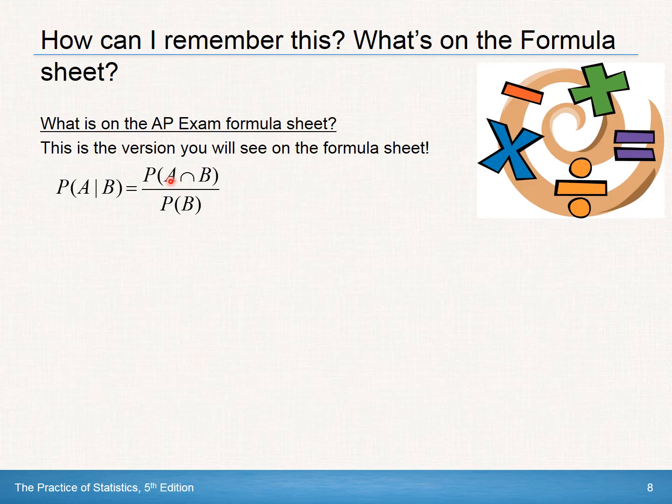This is on the AP exam formula sheet. So this is the version that you'll see on the AP exam formula sheet. So just keep in mind though, it's just telling you that for a conditional probability, A given B, it's the probability of A and B divided by the probability of B, or essentially divided by what is given. So the denominator is great, it's what's given.